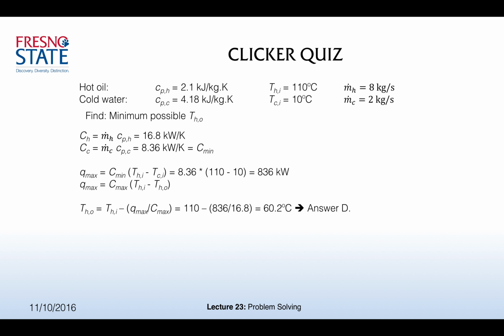So that would have been, in fact, our quiz today, but now we can always see how it's solved, and the answer is answer D, 60.2 degrees Celsius. So now we had one problem. We have seen our clicker quiz problem. We have one more problem to do today, and let's start doing it right now.